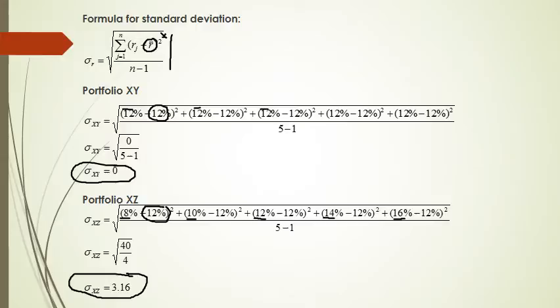3.16%. So what is interesting on this slide is that although both portfolios have the same return, in other words, the expected return over those 5 years from 2010 to 2014 is 12%, the standard deviation, in other words, the measure of risk, differs. It is 0 for portfolio XY and it is 3.16% for portfolio XZ. Now, why is that the case? Well, that is what we'll see on the next slide.